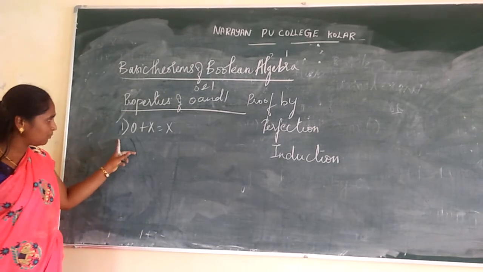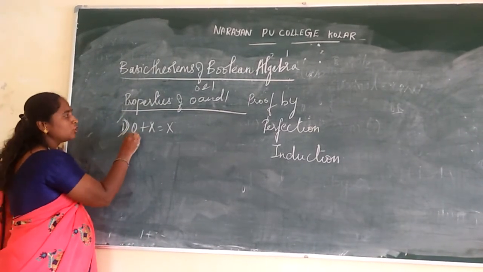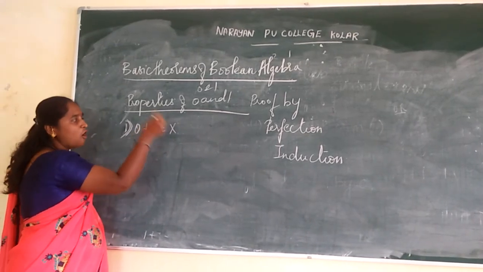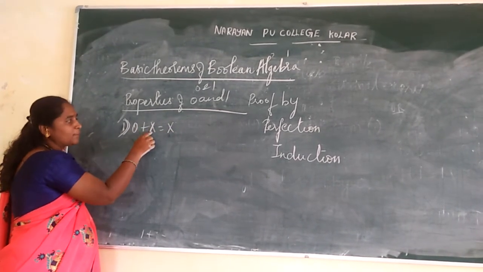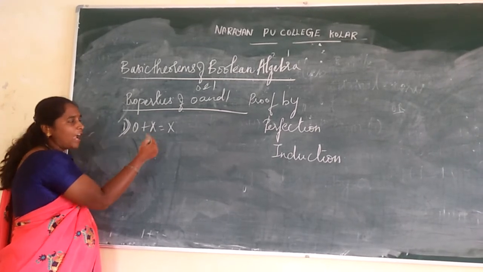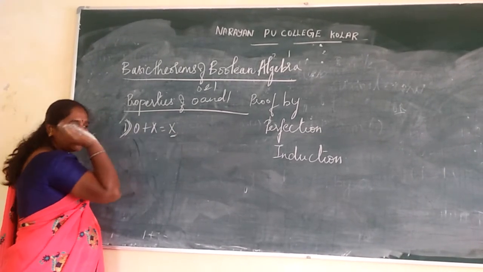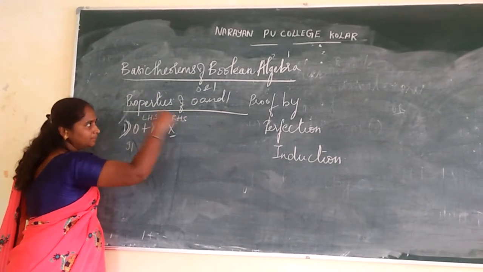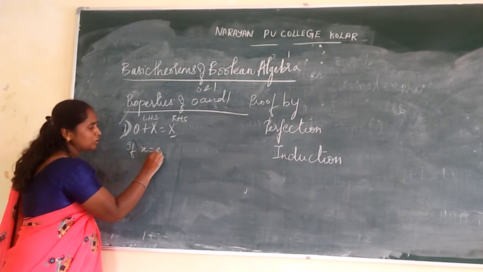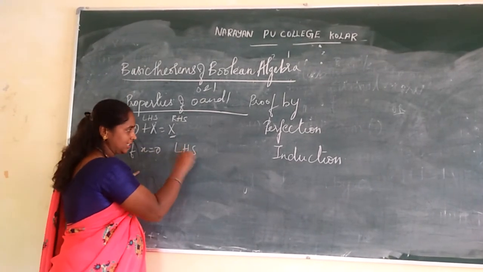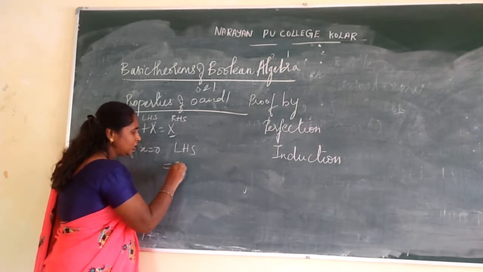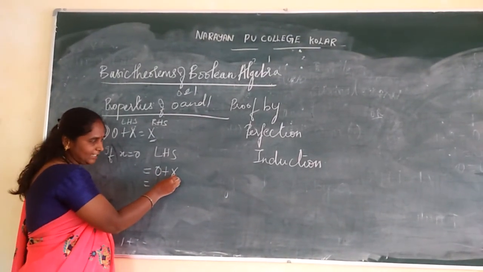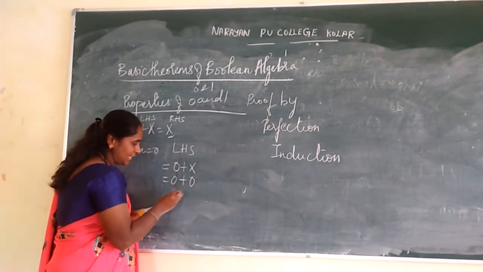The first property is 0 plus x is equal to x. We are going to prove that 0 plus x is always equal to x. You can substitute the values of x, either 0 or 1, and you should get the result as x. This is your LHS, this is your RHS. If x is equal to 0, you consider your LHS, that is 0 plus x. In place of x, you replace it with 0. 0 plus 0 is nothing but 0.